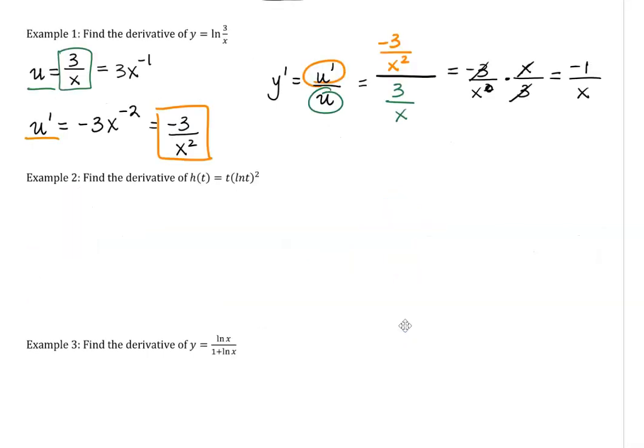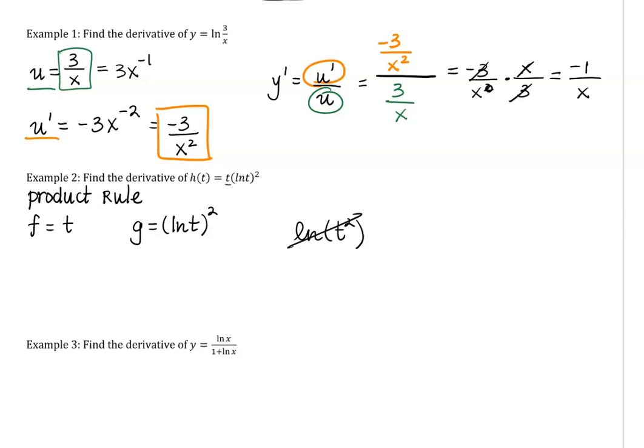Looking at example 2, we are taking the derivative of h of t, and h of t is a product, so we will need to use the product rule in order to take this derivative. I'm going to identify our f and our g. Our f is going to be t, the first factor there, and our g is going to be natural log of t all squared. Notice that the squared is applied to the natural log and the squared is not being applied to the t on the inside of natural log. So in other words, it is natural log all being squared.